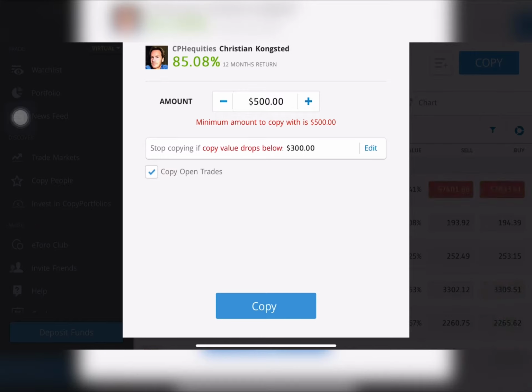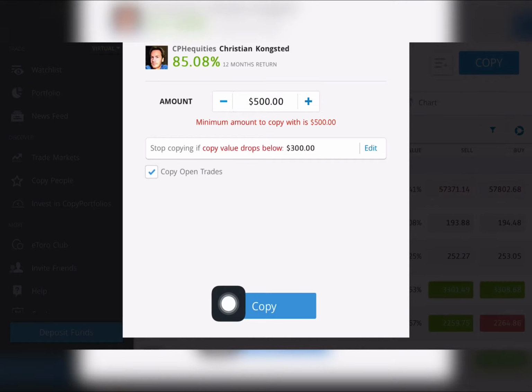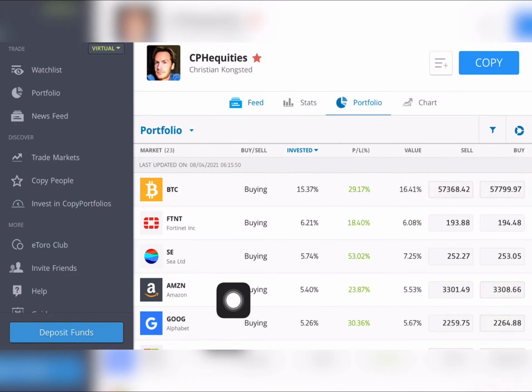So remember, these people are experts, they know what they are doing. And for you, as a beginner, I would suggest you just put the minimum. You don't go all in. So say for example, you decided you like him, he's good, his portfolio is all green, then I would like to copy him. Just click copy. So here we go.